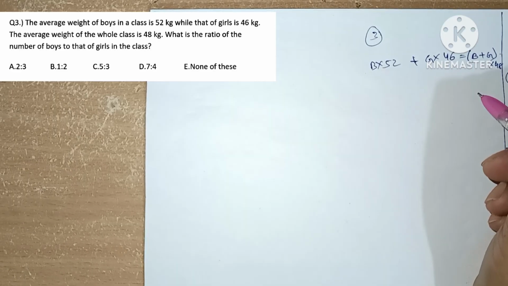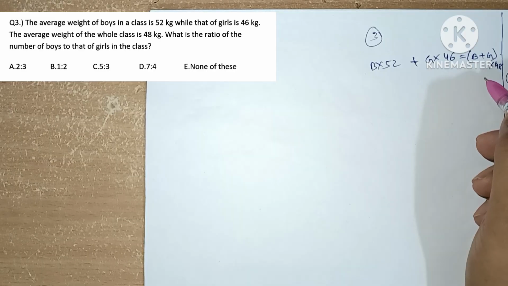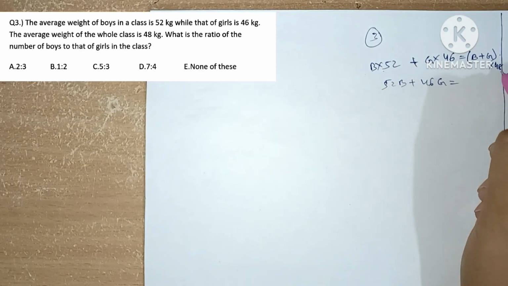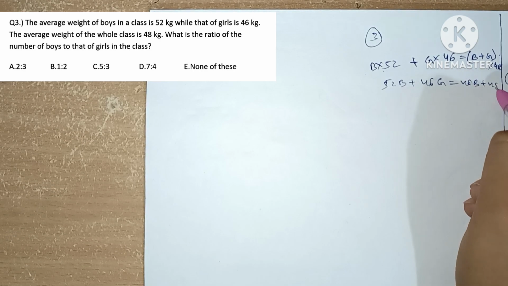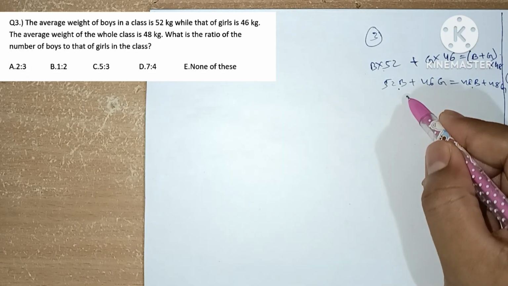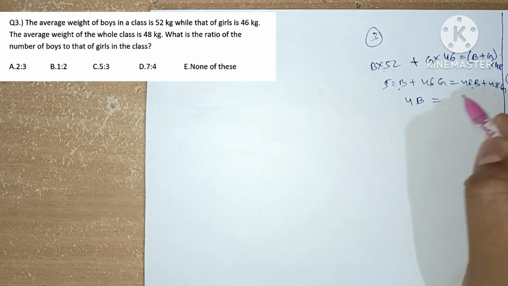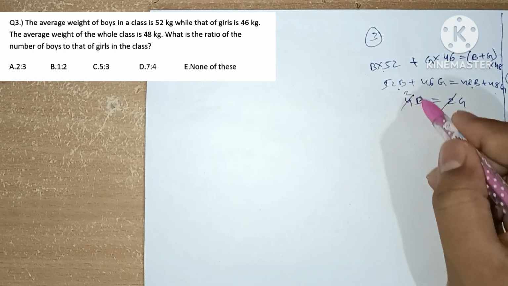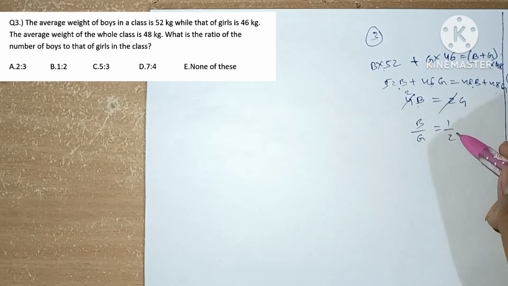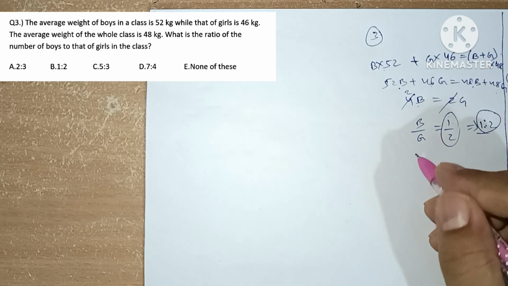Now what we need to find is the ratio of the number of boys to that of girls. From solving this, 52 boys plus 46 girls equals 48 boys and 48 girls. Here we have boys, this comes this side with the minus, so we have 4 girls, so 4 boys equals, this goes there with minus 2 girls, 2 times. So b by g equals 1 by 2. The ratio we got is 1 to 2, so option B is our answer.